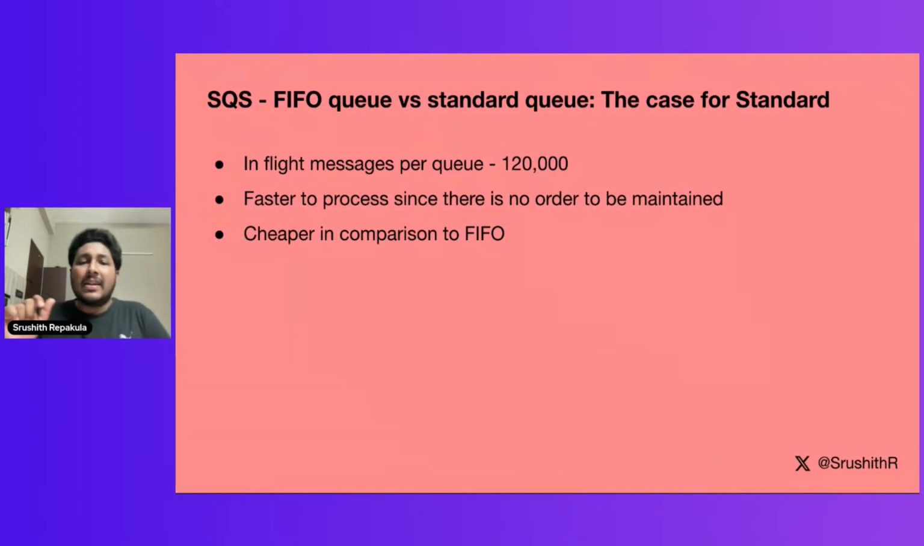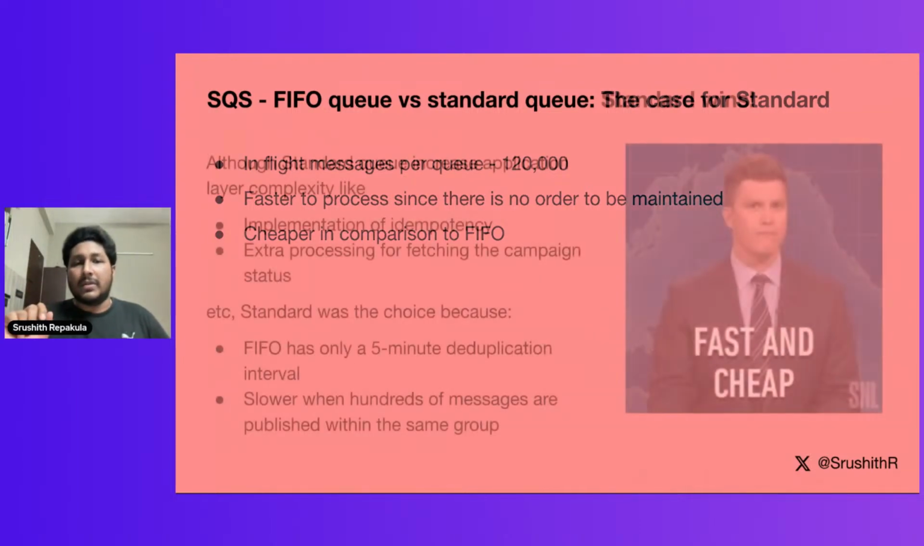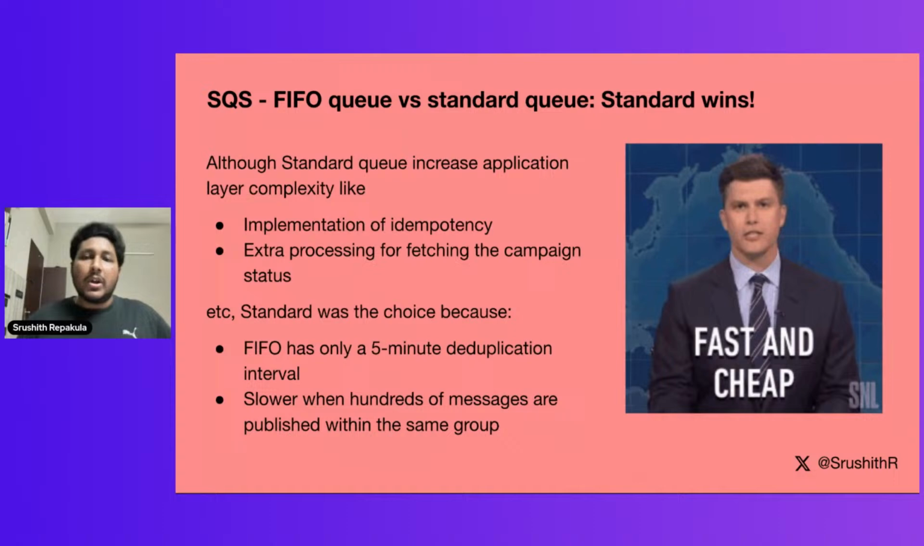Faster to process since there is no order to be maintained. Again, for people who have worked with FIFO queues, you will understand that if there is an order, you have to make sure that each message is processed after another. Whereas in standard queues, there's no order to be maintained, so multiple messages can be processed in parallel as well. And from a cost perspective, standard queues are cheaper than the FIFO queues. So now what do you think? What wins? Standard wins.